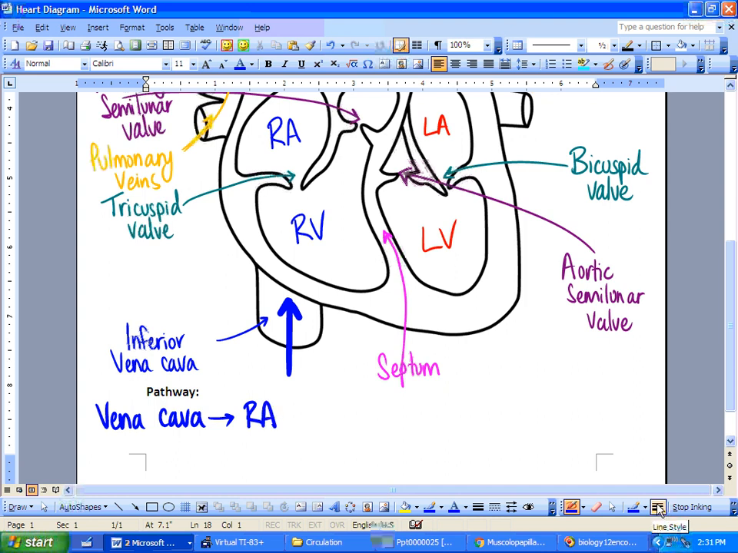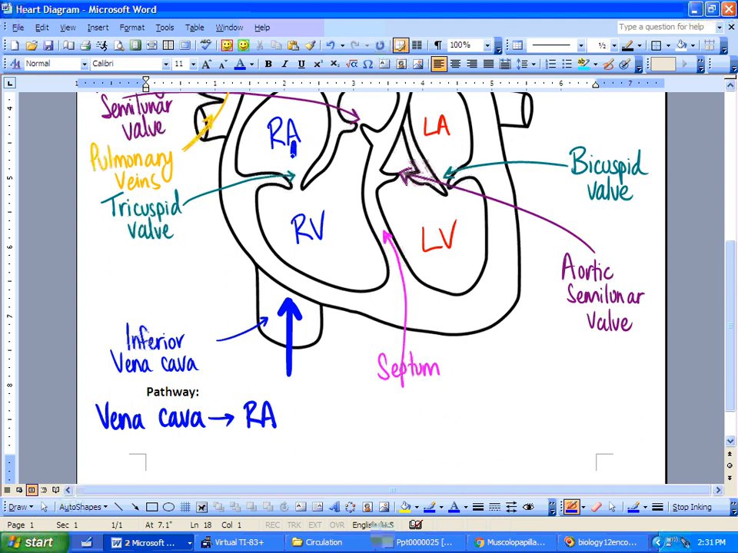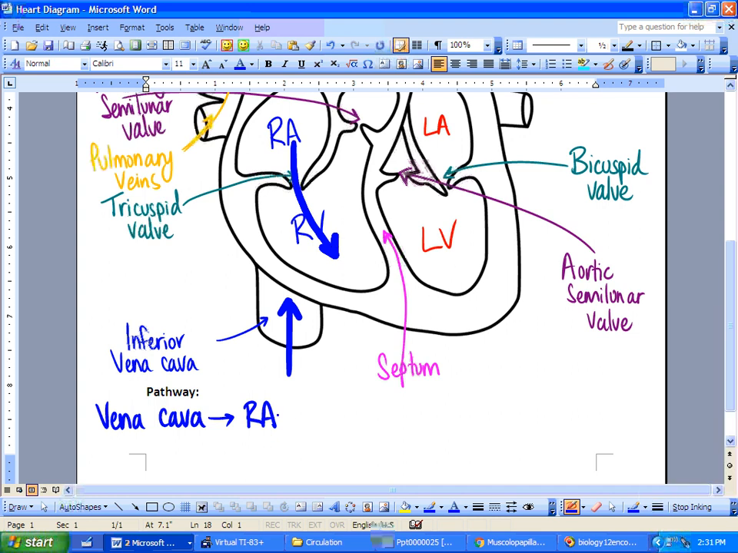The blood is then going to go from the right atrium into the right ventricle, but it has to pass through that tricuspid valve. So right atrium, we hit the tricuspid valve, and that then moves into the right ventricle.